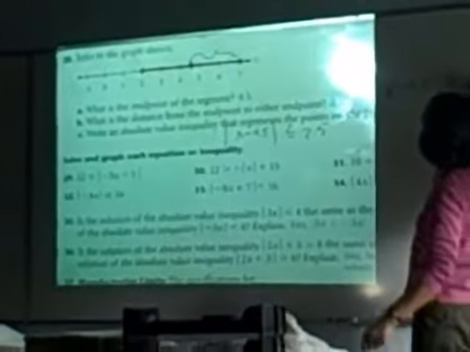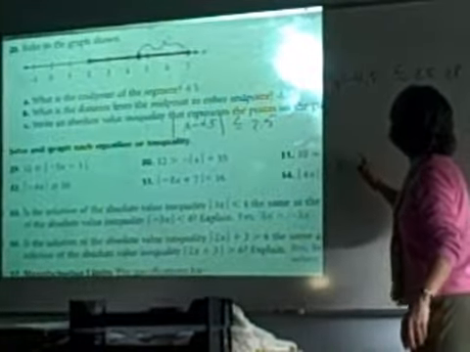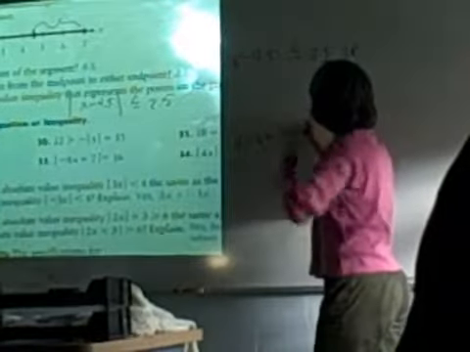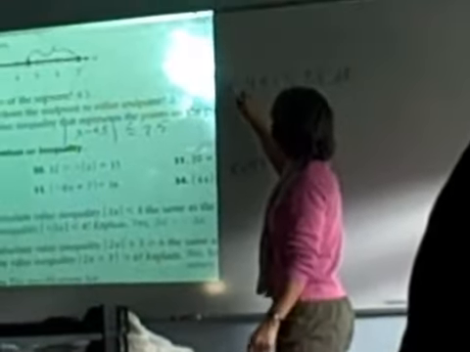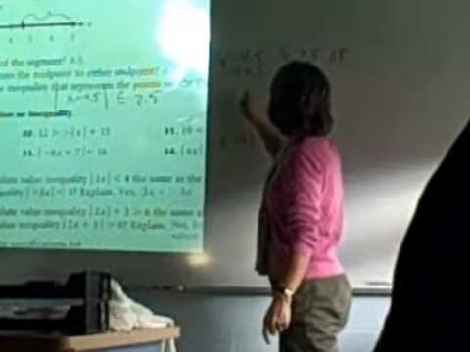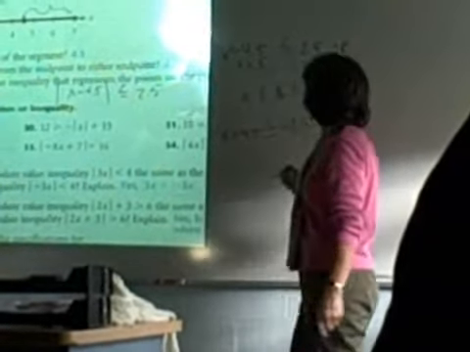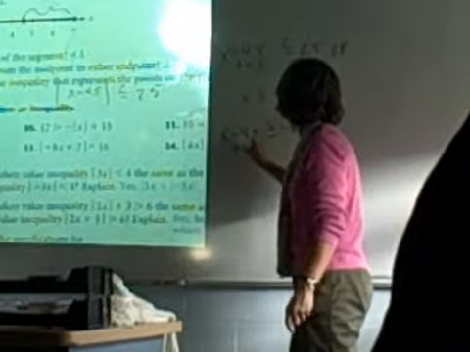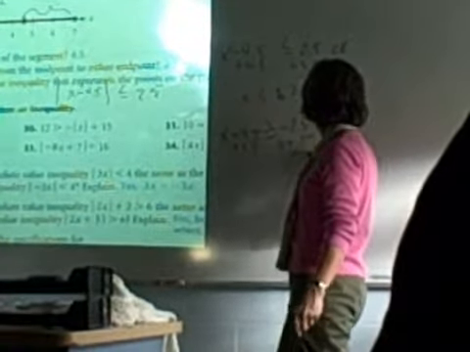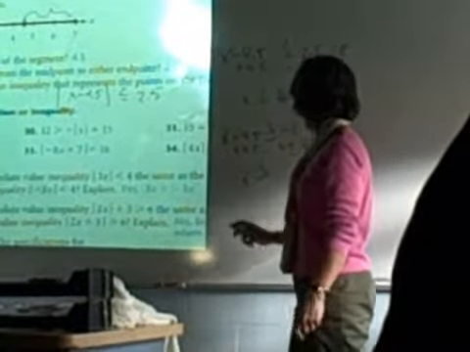So if I solve this, I have x minus 4.5 is going to be less than or equal to 2.5, or x minus 4.5 is going to be greater than or equal to negative 2.5. So I add, and x is going to be less than or equal to 7, or, and what do I have here? 2. So x is going to be greater than or equal to that.